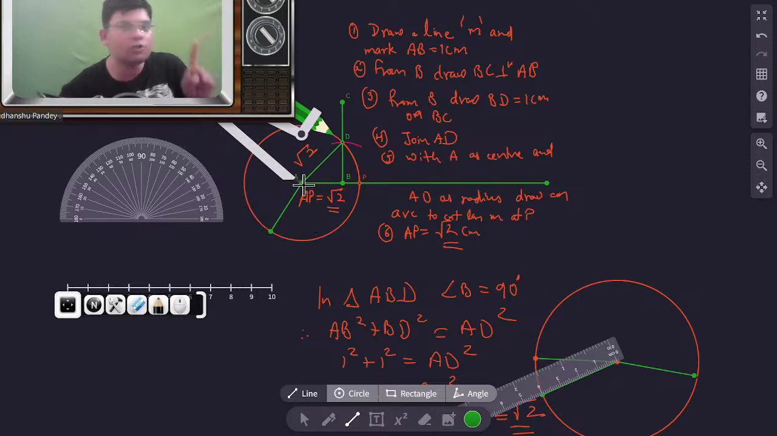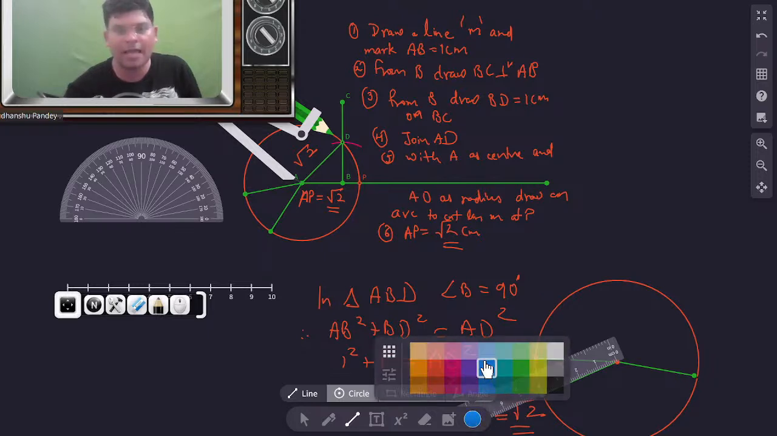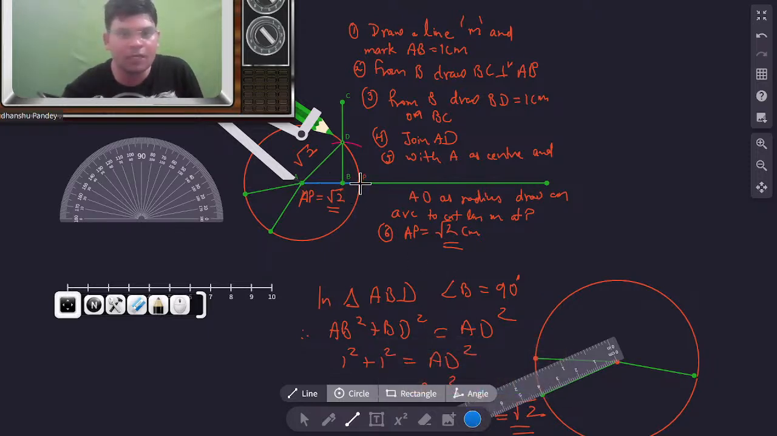So this is also root 2. This is also root 2. And this particular line from A to P is also root 2. Now everybody getting it? The logic. So this is also root 2. So that means how to draw root 2?